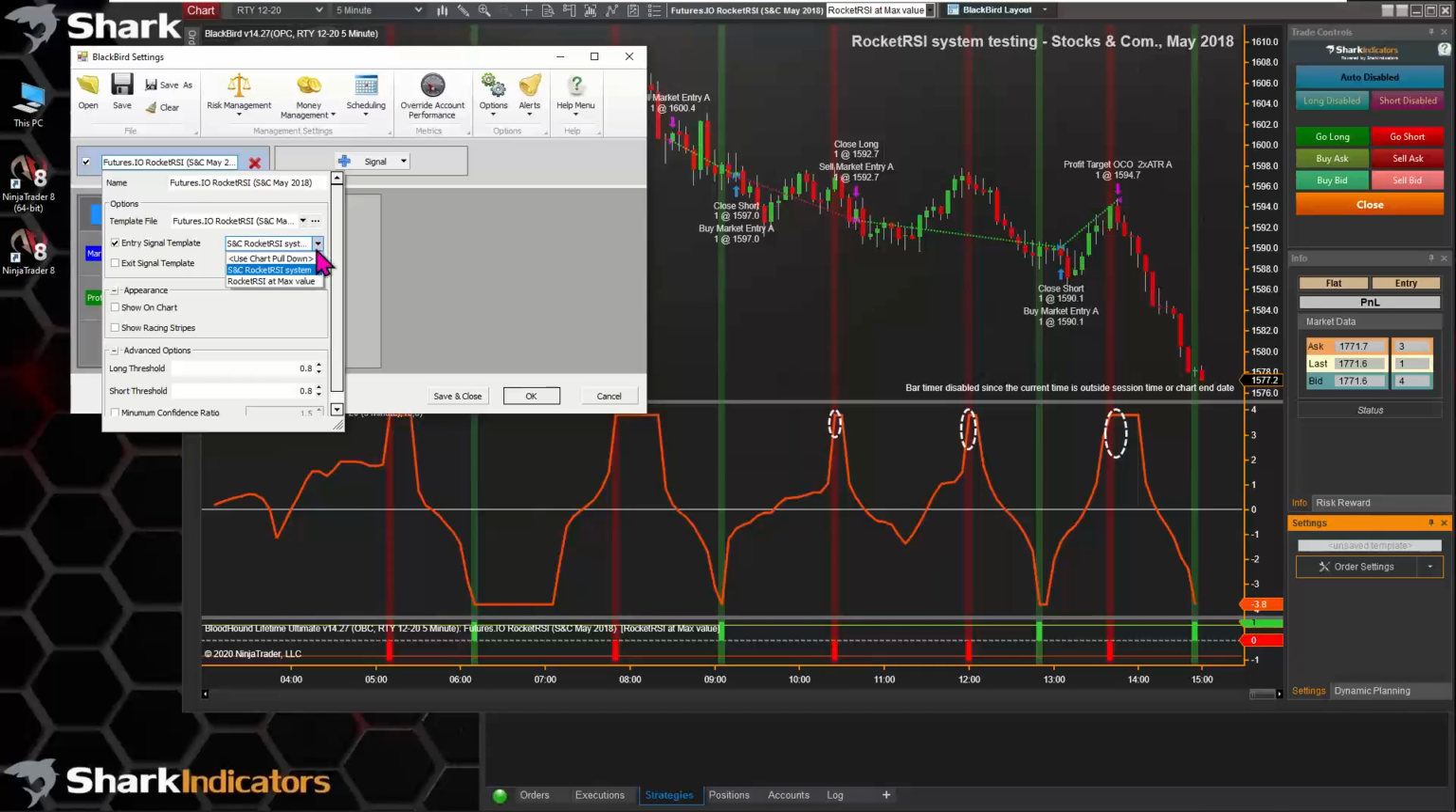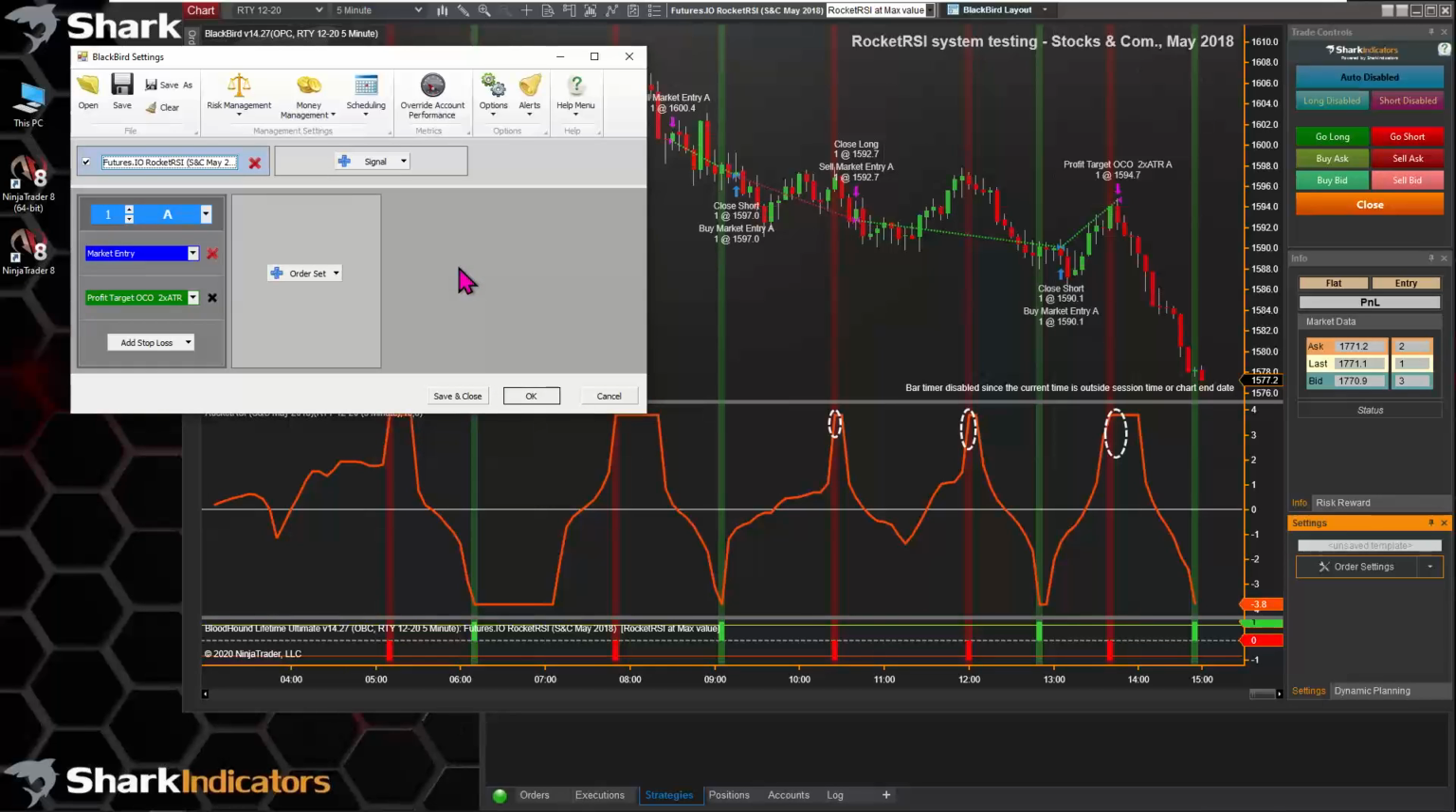While Jeremy was talking, I implemented this new shifted-over signal, reloaded it into Blackbird, and set my entry signals to this new signal. I called it the Rocket RSI at max value. As soon as that Rocket RSI hits its maximum value, we're getting that signal right off before it turns around. So let's now test this idea.